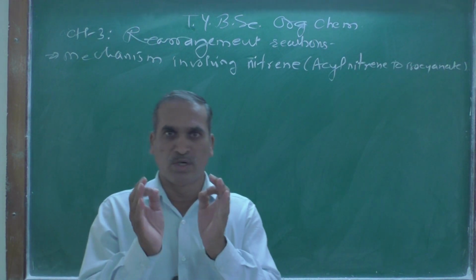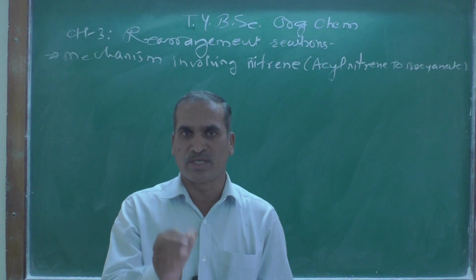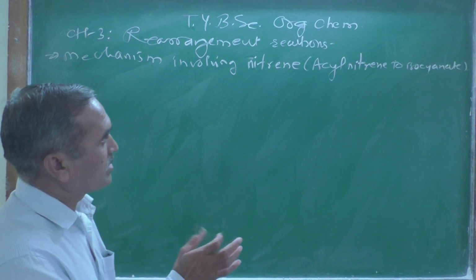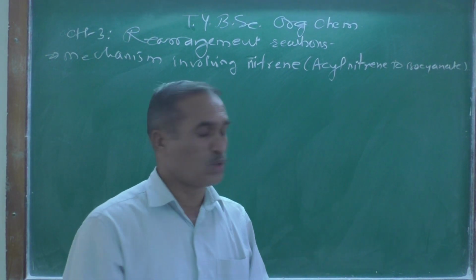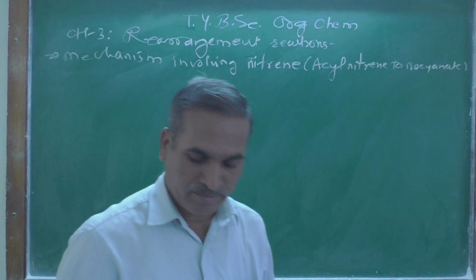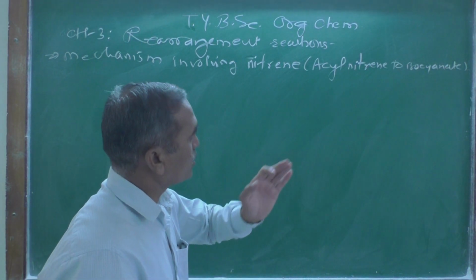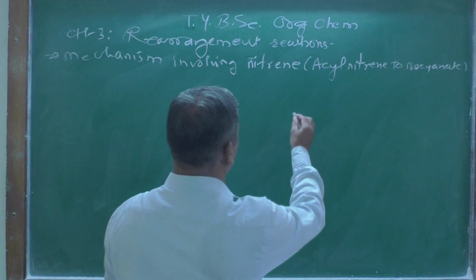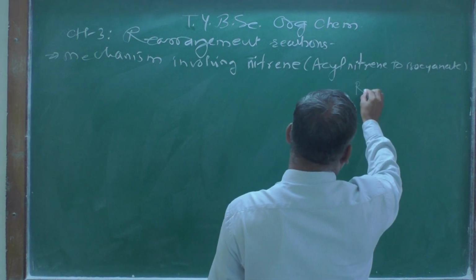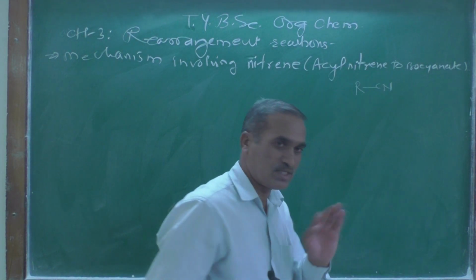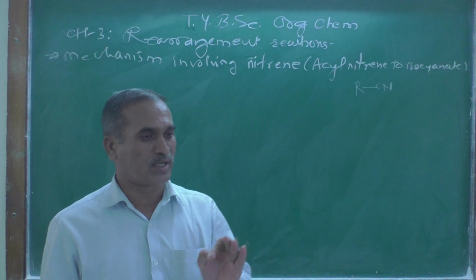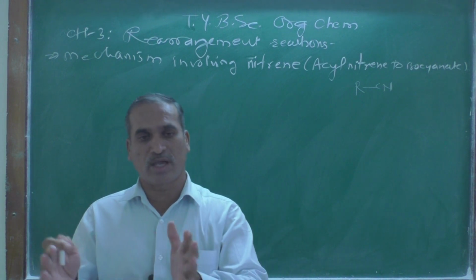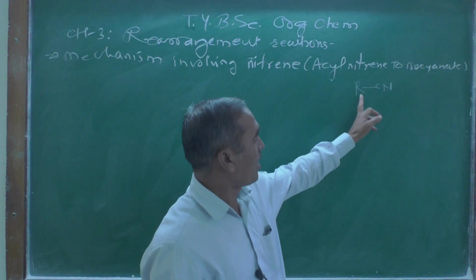What we are going to learn today: a mechanism involving nitrene, acyl nitrene to isocyanate. Let me talk about that isocyanate or cyanate linkage. Suppose you have RCN. Now tell me, what is this? RCN means a nitrile group, right? Or the cyano group, the organic compound having the general formula RCN.